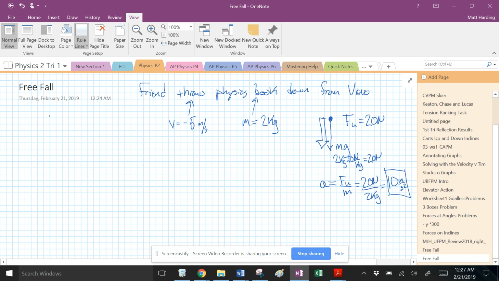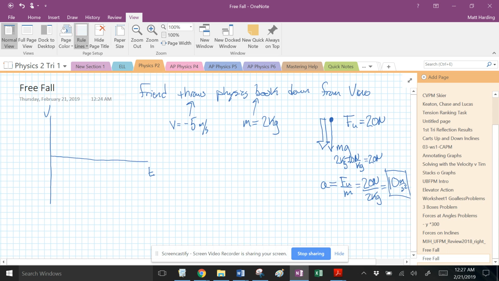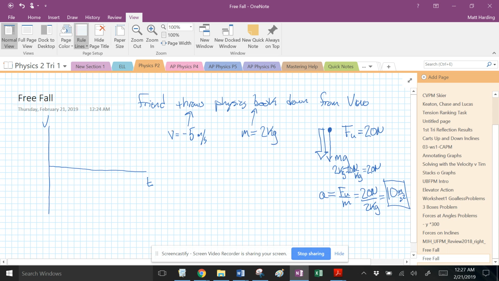So when I go to draw a velocity versus time graph here, where do I start this? Well, here I told you, it's thrown down. It starts out already going negative 5 meters per second. The acceleration is 10 meters per second squared directed down. So that's going to go like that, okay? And I could ask you to find things like how long does it take to hit the ground?